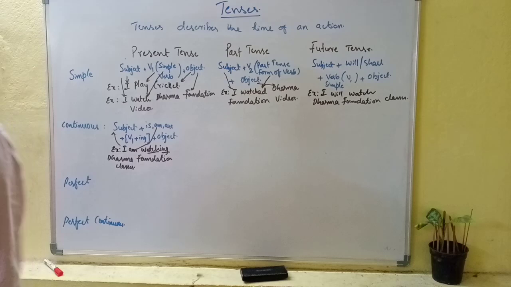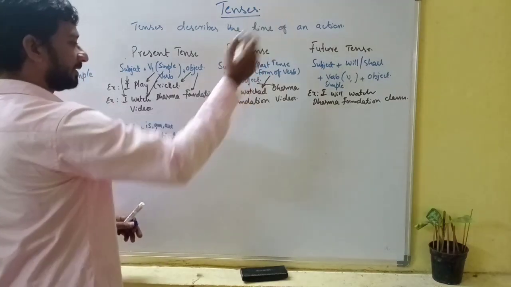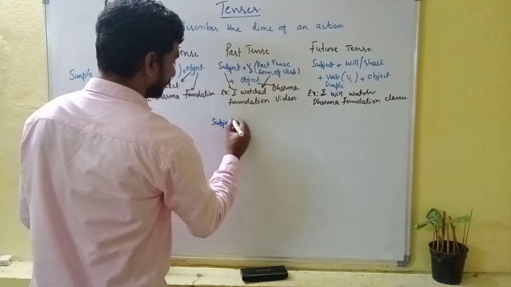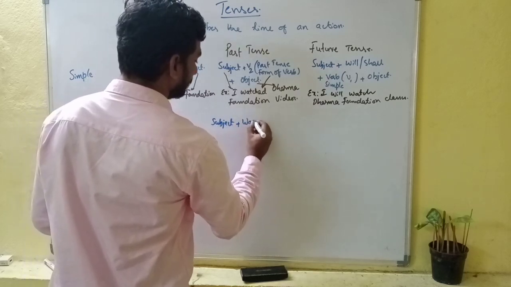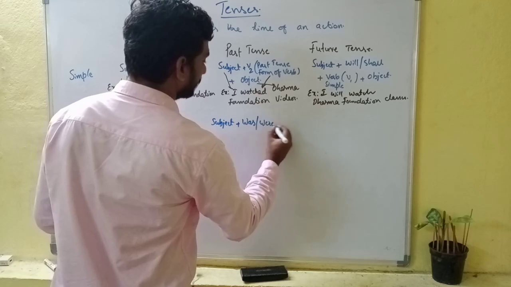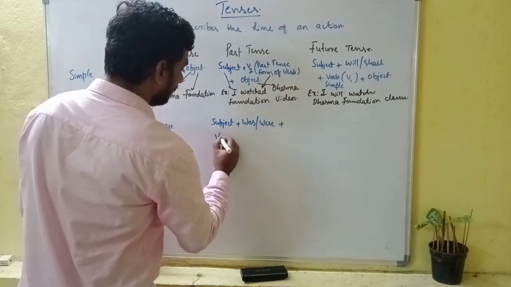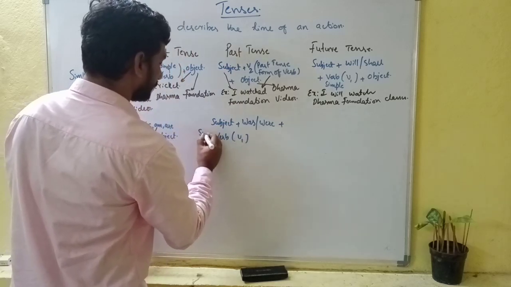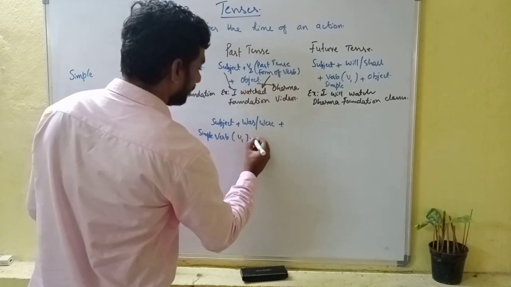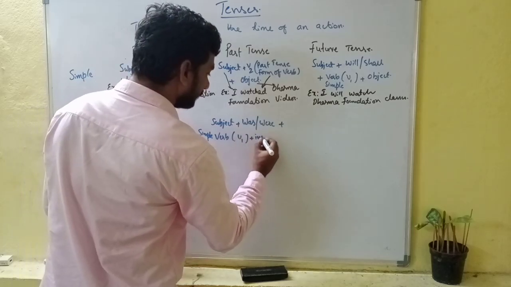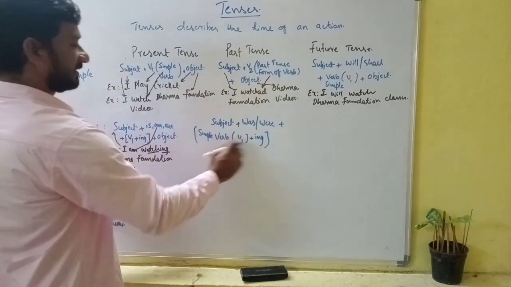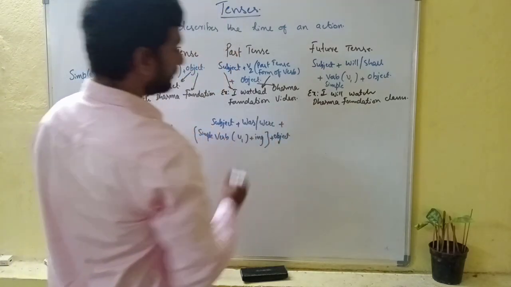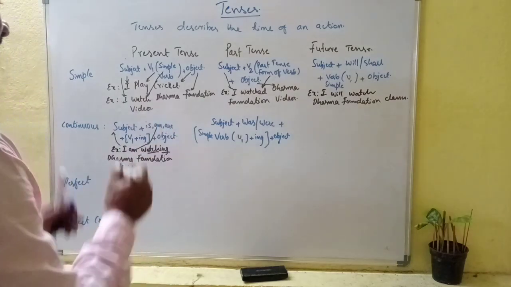Now let's come to the past continuous. In the past continuous, the structure will be like this: subject plus was or were plus verb, simple verb here only, V1. We will add ing to the simple V1, the simple verb, plus object. So this is the structure of past continuous.